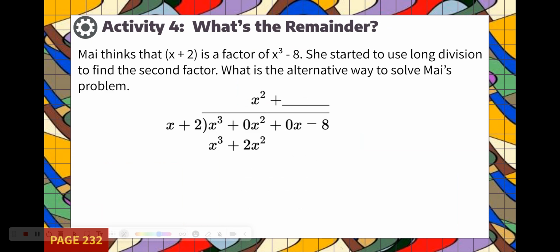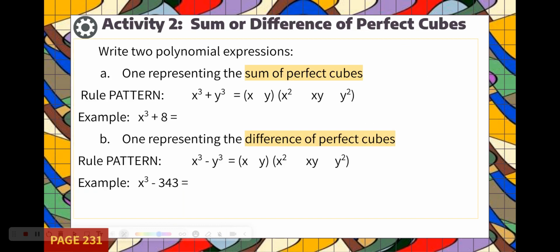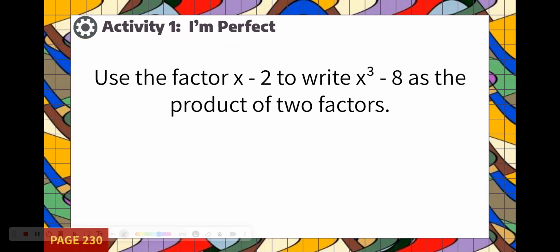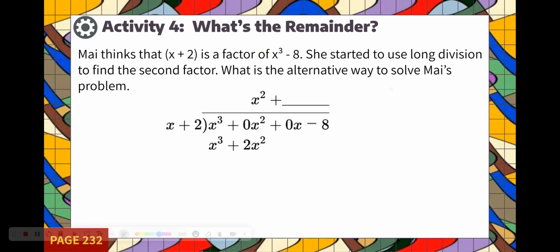What's the remainder? Mai thinks that x plus 2 is a factor of x cubed minus 8. She started to use long division to find the second factor. What is the alternative way to solve Mai's problem? I think we solved that already. Let's go back. X minus 2, x cubed minus 8. Let's see if we got it right. Oh, this is x plus 2. Earlier we solved x minus 2.